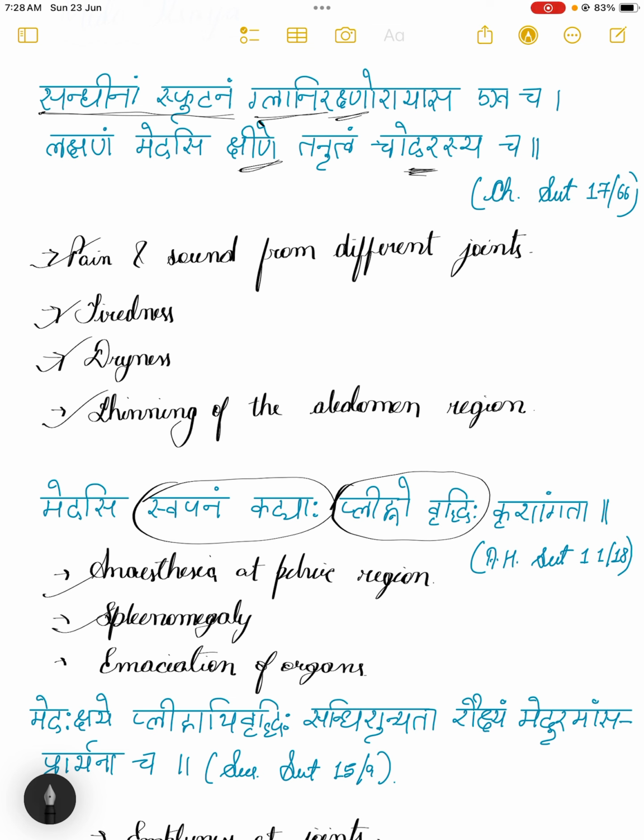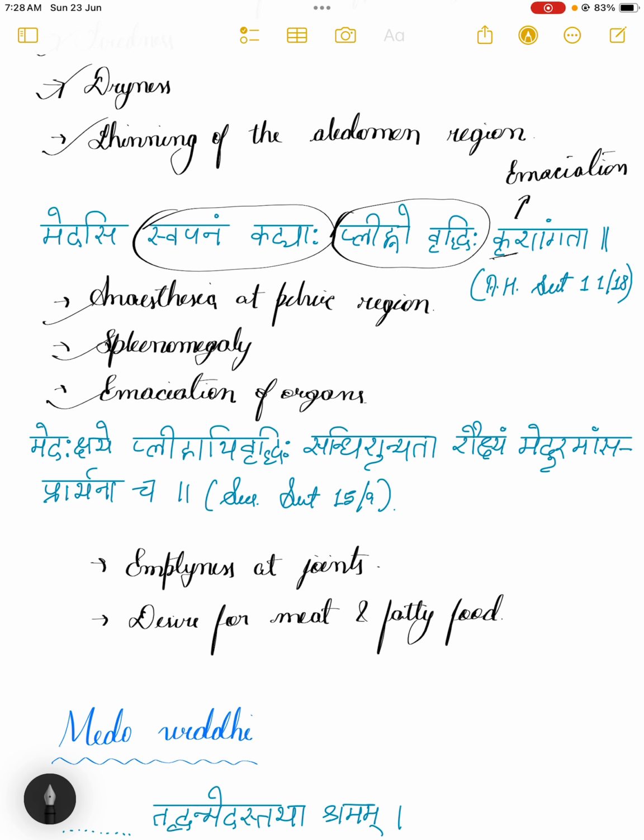And Krishangata. Again, there is a Sandhi. Krishata means emaciation, and Angata means the organs of the body, or the parts of the body. That is the emaciation of the organs of the body.